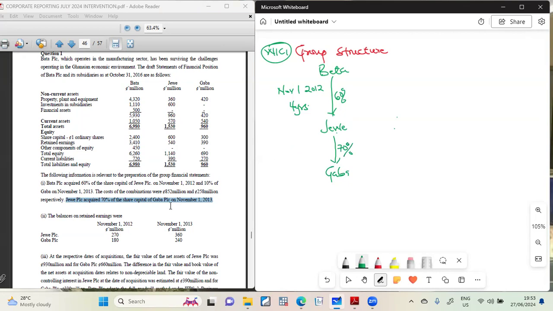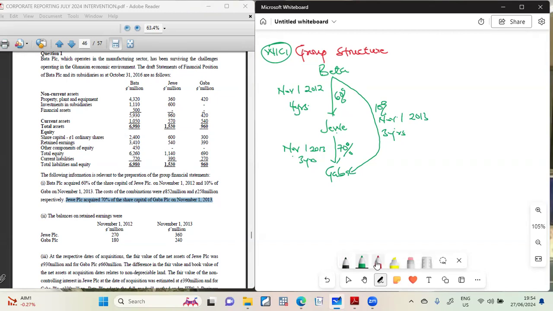This one too acquired like this. He acquired 70%. And on which date did he acquire? November 1, 2013. And if this is 4 years, then this one will be 3 years. So we go back, and we are told that Better also acquired 10% of GABA on November 1, 2013. This is also 3 years. So, Julia, you asked me this question the day I was teaching this. This is your D shape. This thing is called a mixed group.